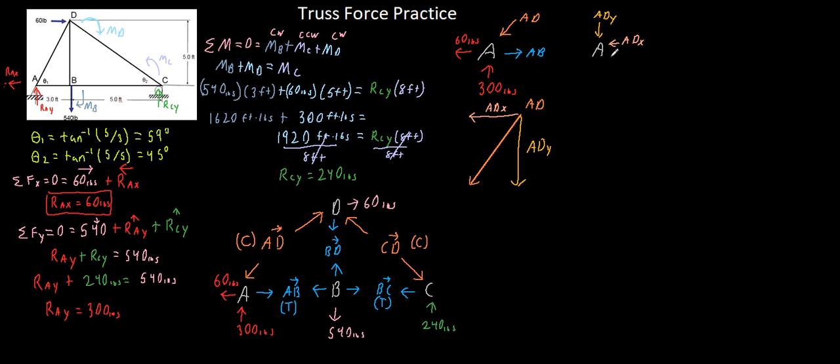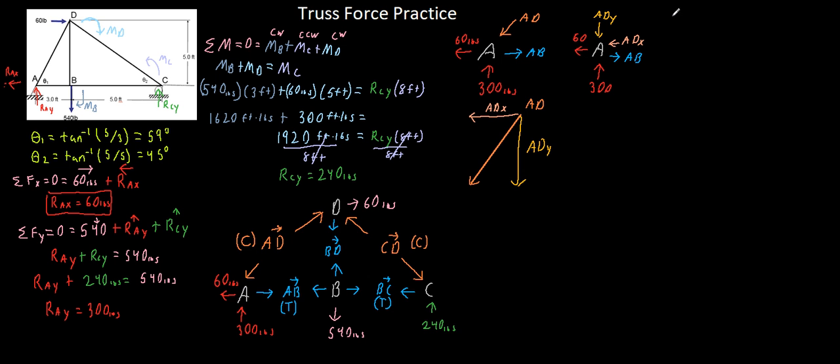We'll still say AB is pulling joint A to the right, and we'll still say there's 300 pounds going upward. And we'll still say joint A is being pulled to the left with 60 pounds of force. And I'm talking too fast for myself here. But from here, we can go ahead and start solving for our unknowns.